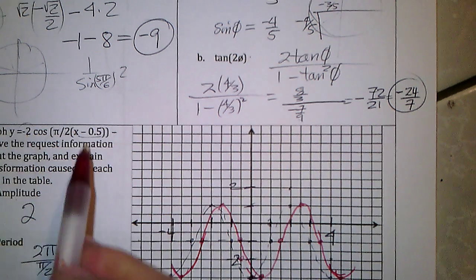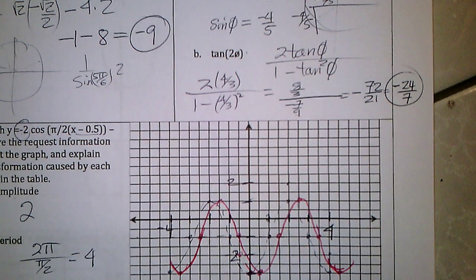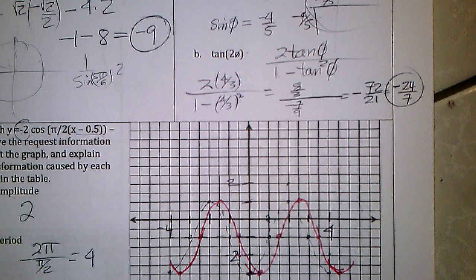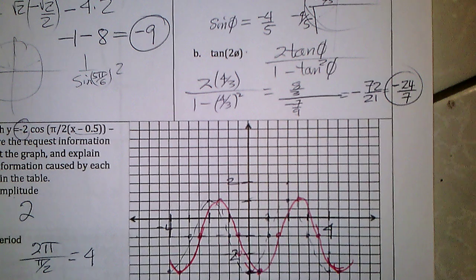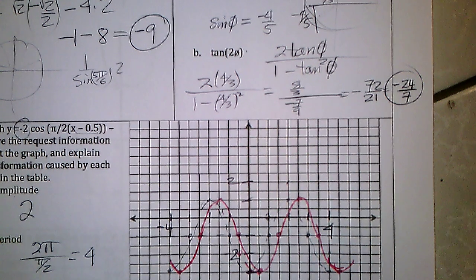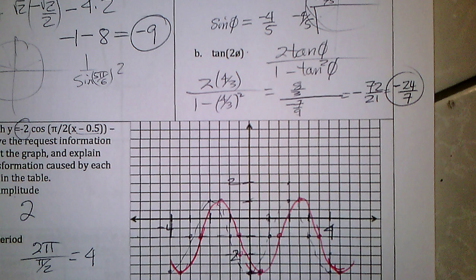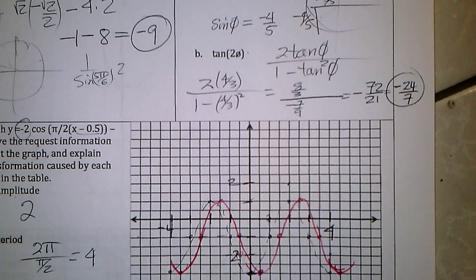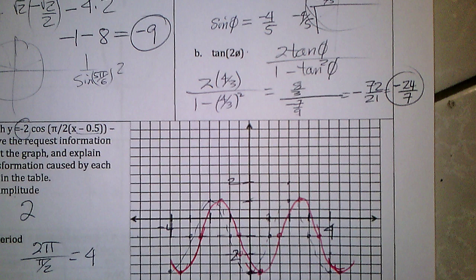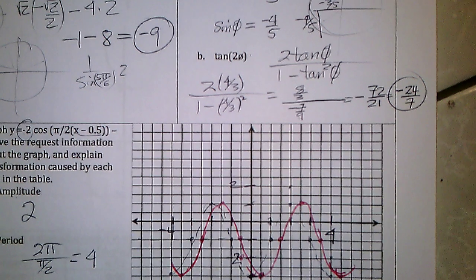Describe the transformations. Okay, the minus 2 is a vertical flip and vertical stretch by a factor of 2.